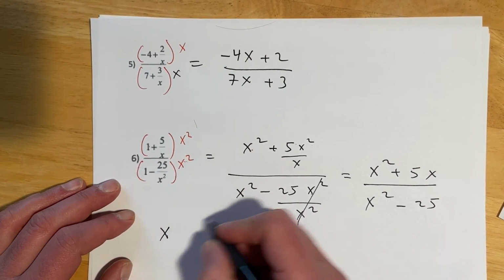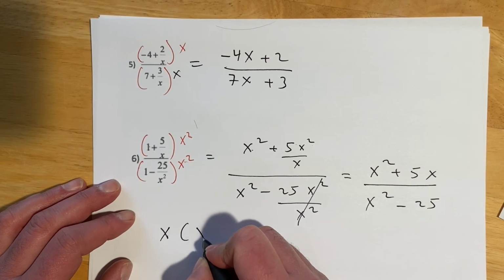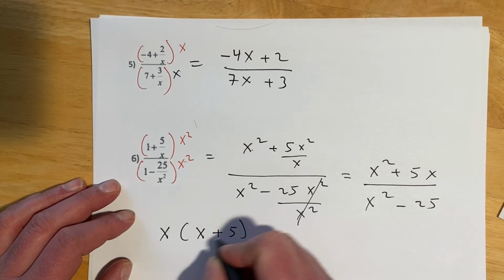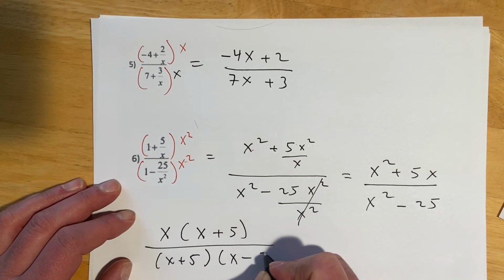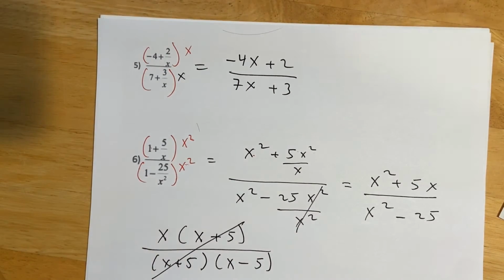This is a very suspicious answer with all those things at factors, so I bet it's going to reduce. We'll come down here. We take an x out of the numerator, so that's x plus 5. And then x plus 5, x minus 5 on the denominator. And we cancel our plus 5s.